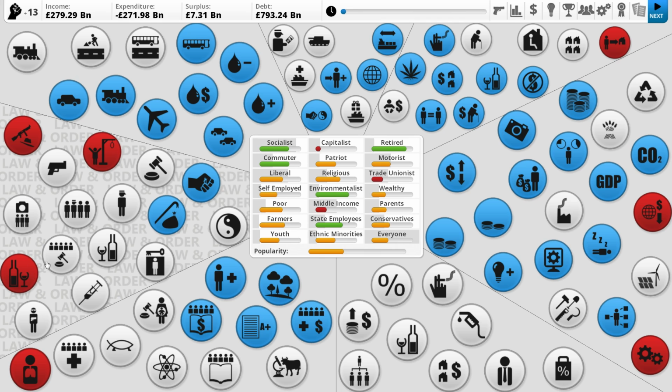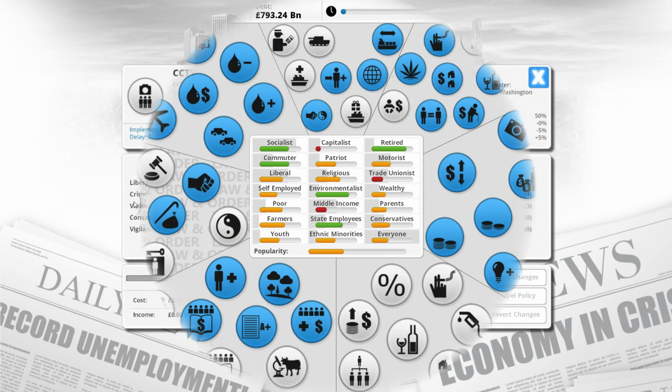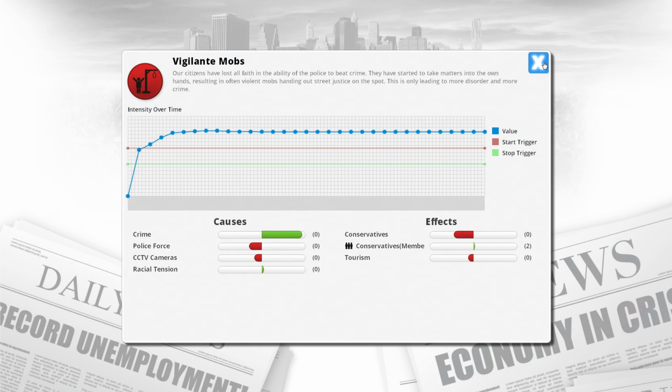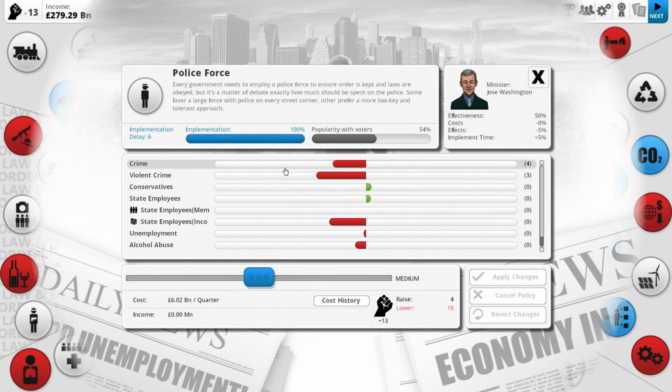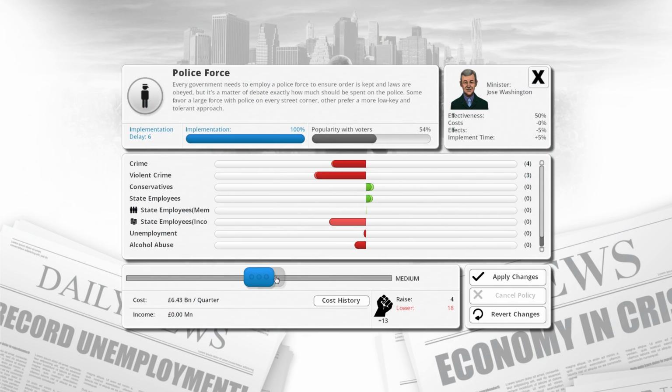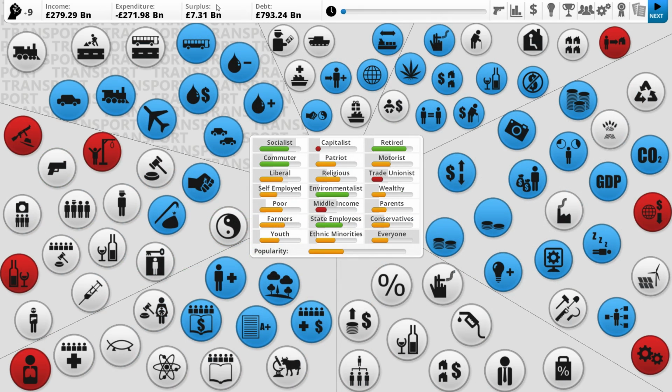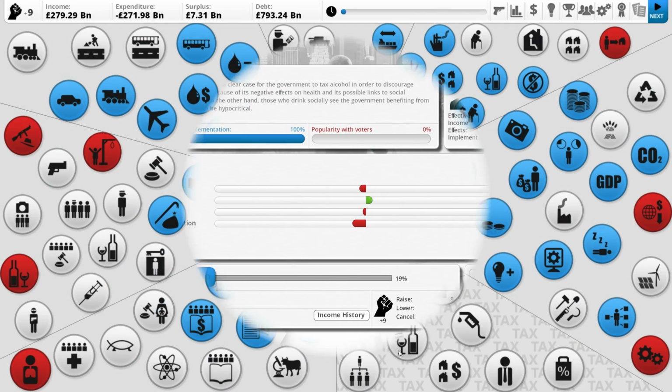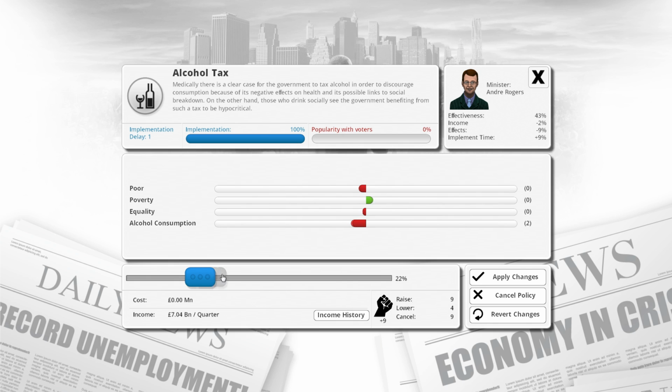Is there something else we can do? CCTV cameras. How is our police force? Not that great, so let's do something about it as well, a little bit. We need to keep an eye on our expenses. Let's increase this because we need the money. Oh, I'm going to piss off a lot of people with this.